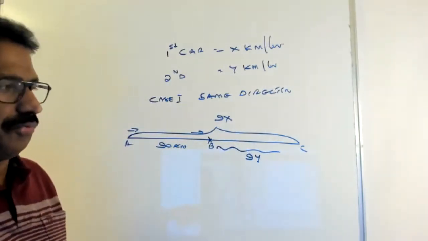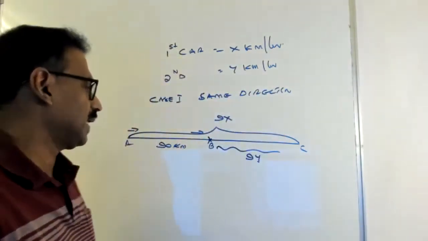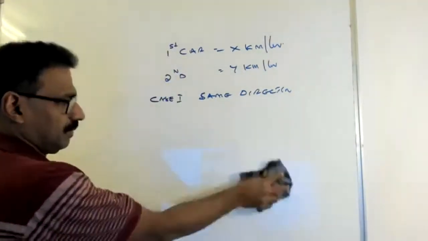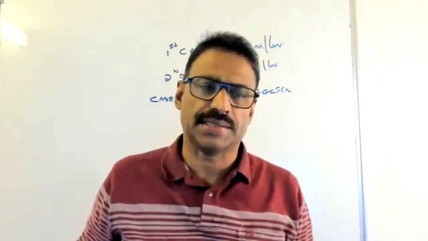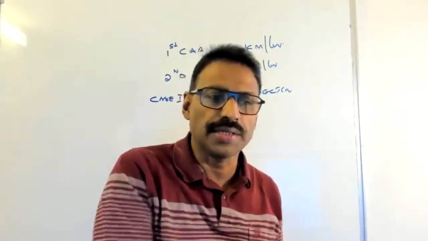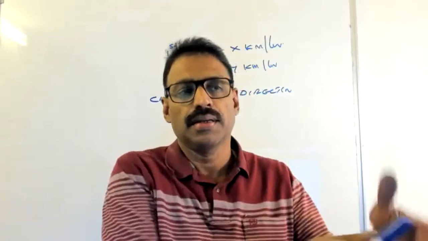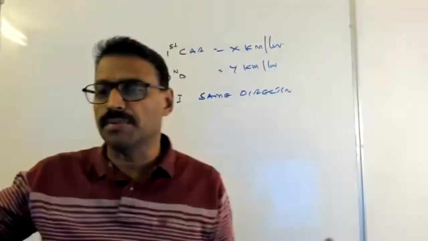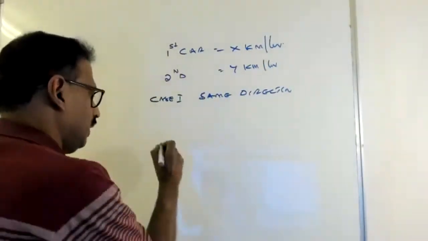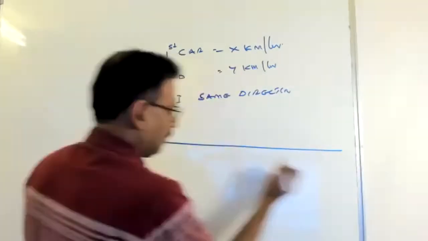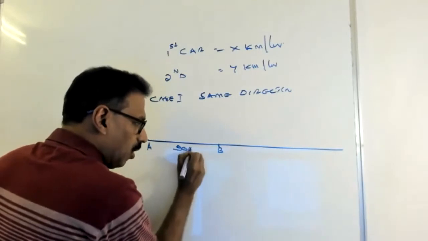We assume that the speed of the first car is x kilometers per hour and the speed of the second car is y kilometers per hour. Two cases. First case, they are going in the same direction. Same direction means both going south, or both north. For example, first car from one town, second car from another, both going to Kuwait City. So here, this is the road. First car here, second car here. They are 90 kilometers apart.